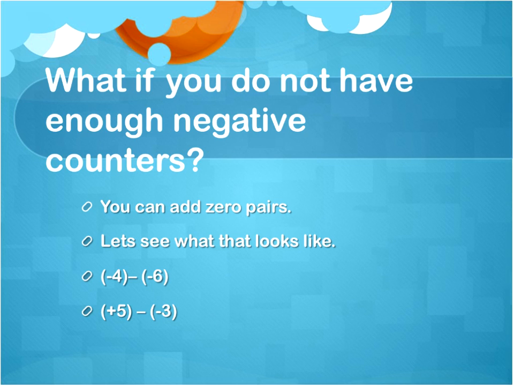Okay, so what if you don't have enough negative numbers? You can always add 0 pairs, all right? So we're going to start with -4 minus -6. I'm going to draw my -4. Can I take -6 away from what's there? No. I need how many more, Zainab? I need 2. So in order to keep this as -4, we have to add 0 pairs, which means I need 2 negatives and 2 positives. All right.